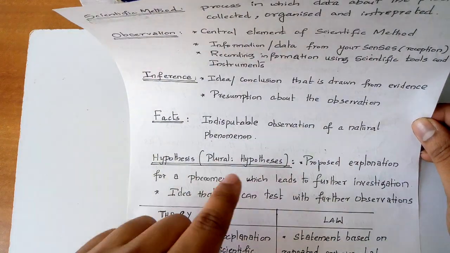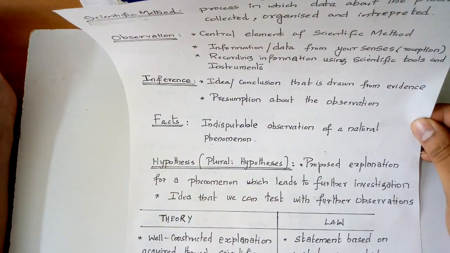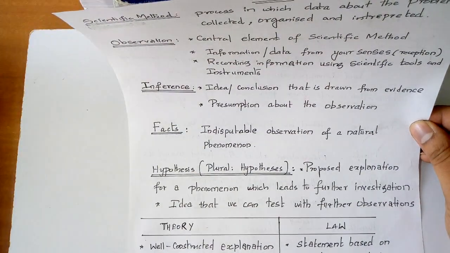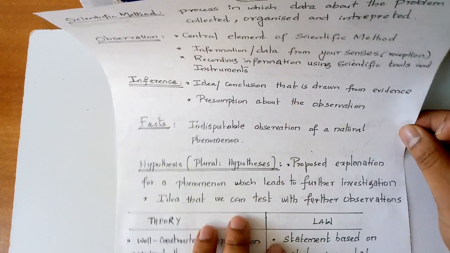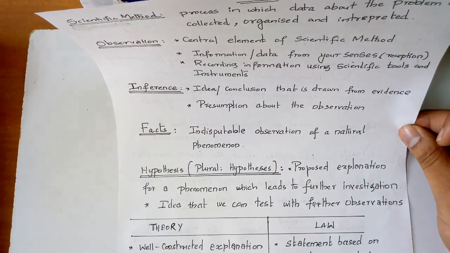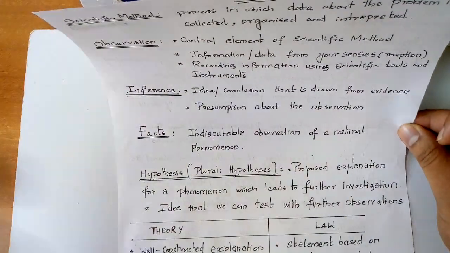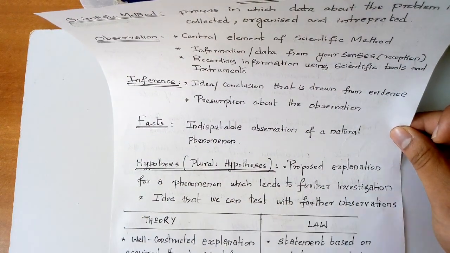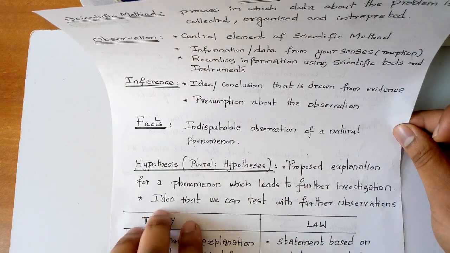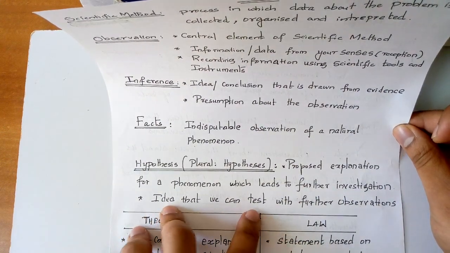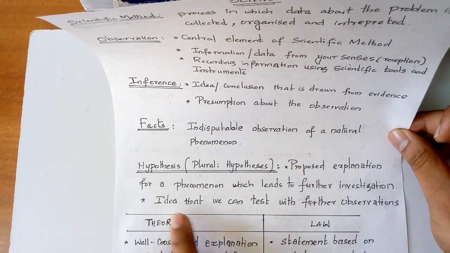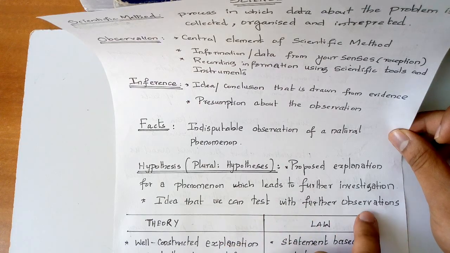And the next important thing is called a hypothesis, and the plural form is hypotheses. Generally, hypothesis is confused with theory, and many times we use it in hypothetical questions like that. So we will see what a hypothesis is. It is nothing but a proposed explanation for natural phenomena, which will lead to further study or investigation, because this hypothesis is going to be a starting point for further investigation. Or you can say this is an idea that we can test further with many observations, that is, with further observations or further evidence.